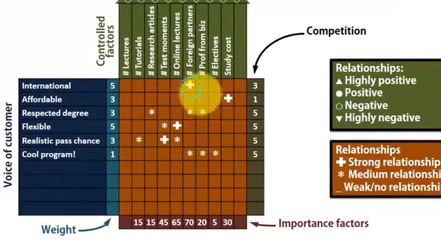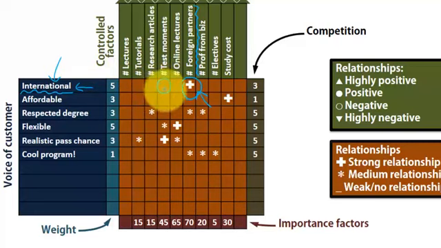So for instance, should we put here a symbol or not? In our fictional example, we put there a symbol. To be more precise, we put there a cross, which indicates, just as we showed you, a strong relationship. What does that mean? There's a strong relationship between this factor that we control, namely the number of foreign partner universities, and this voice of customer element, namely that they want the program to be nice and international. Of course, the more foreign partner universities you have, the more international experience you can potentially offer the customer. So that's why it has a very strong positive relationship there.